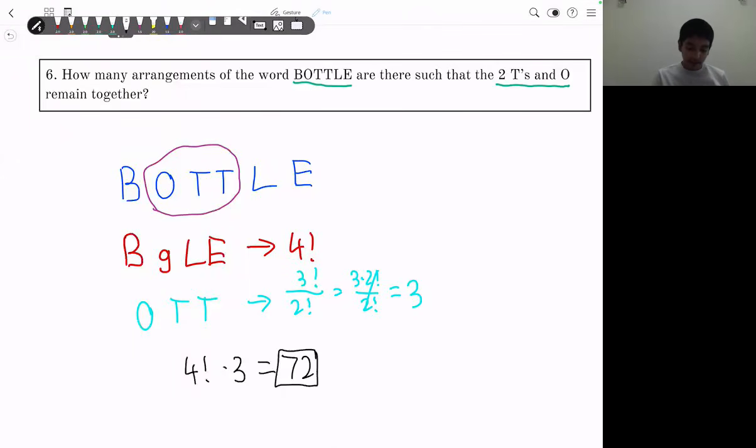So just to highlight the key ideas of this problem, look at both the cases, look at the 2 T's and O's grouping, and then you see the other 3 letters. So they're going to just be 4 factorial, and then we can arrange the 3 O, T, and P in 3 ways.